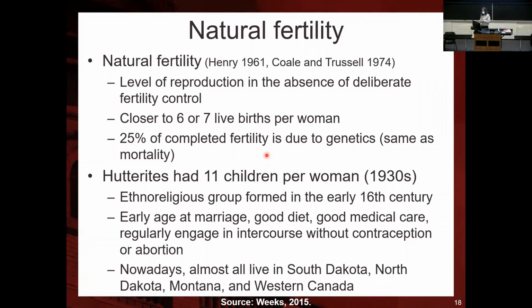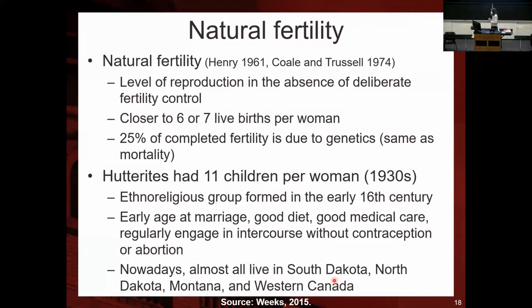But then this specific community, the Hutterites, using their data from the 1930s, demographers would see that they had on average 11 children per woman, even higher than what these previous authors had suggested as natural fertility. And the Hutterites are an ethno-religious group that was formed in the 16th century. A really religious group. They live in specific communities that nowadays are located in South Dakota, North Dakota, Montana, and also in Western Canada. It's really typical here in the US to have these religious communities living by themselves with their habits and everything.